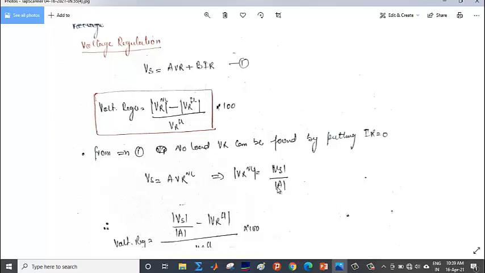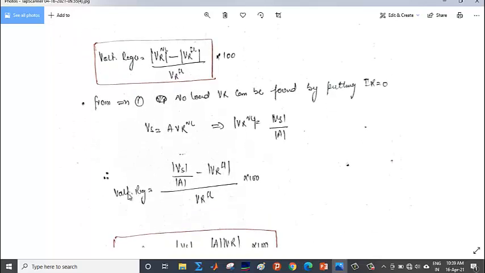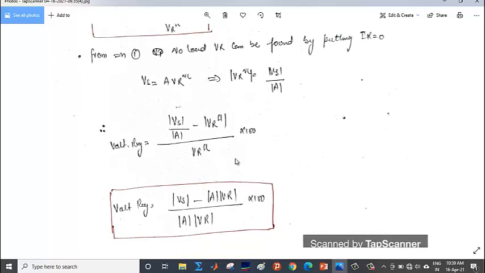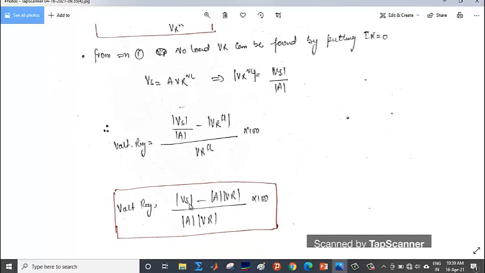A may also be a complex number, so we are only interested in the magnitude of A. Then voltage regulation will be equal to Vs divided by magnitude of A, minus VR full load, divided by VR full load, into 100. Multiplying A throughout the numerator and denominator, it will be equal to Vs minus A VR divided by A VR. From the last slide, we have already calculated the value of A. The value of A was equal to 1. So this is equal to Vs, the source end voltage, minus VR, divided by VR, where VR should be the full load voltage.